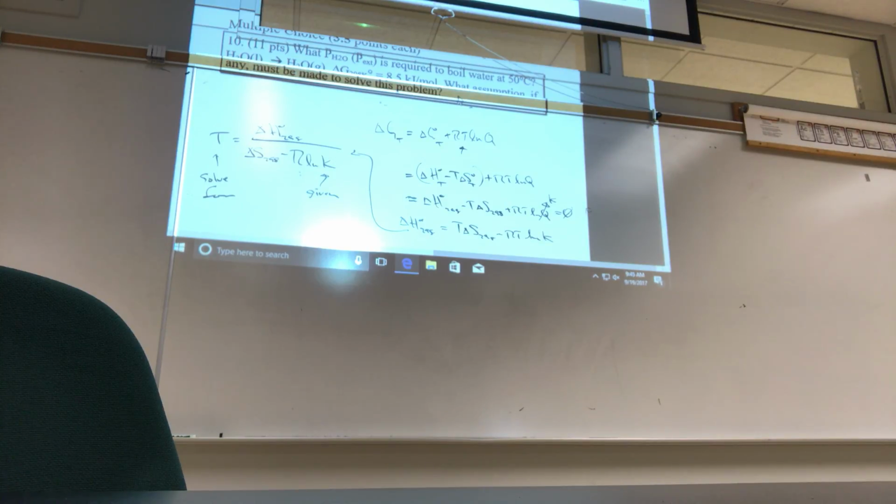Here we had, what did we have? The delta G under non-standard conditions is equal to delta G under standard conditions plus RT ln Q, but we set this equal to 0, and then Q goes to K. And so we can solve for K as a function of temperature. I'm still doing K in temperature here.